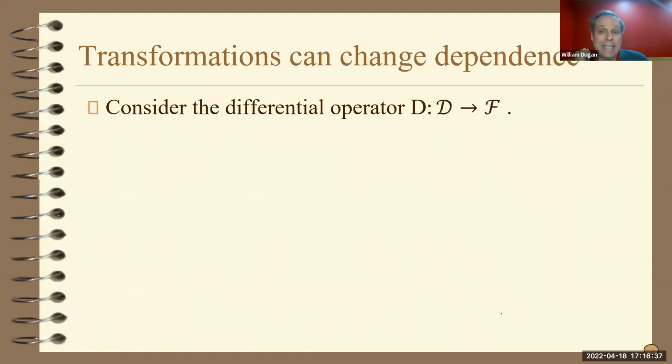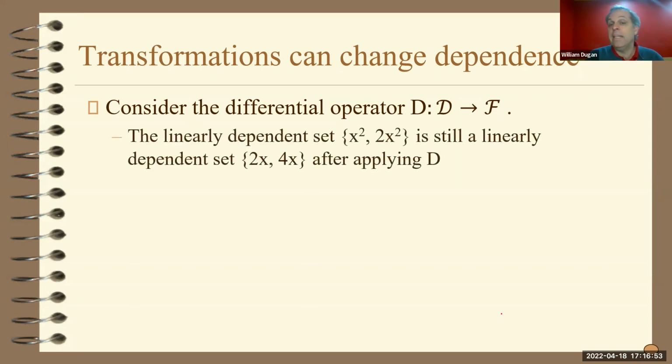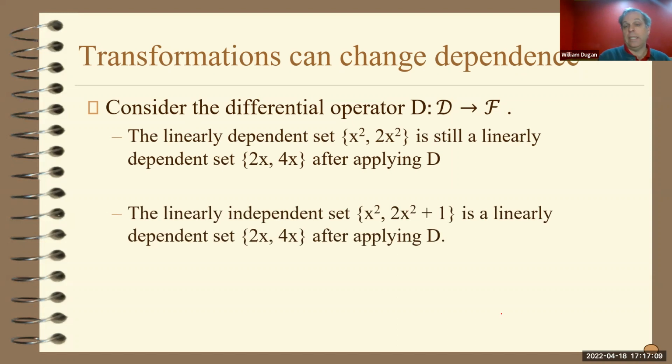Also, there are some bad things that linear transformations do to linear combinations in terms of independence and dependence. Consider a really simple case. Look at the differential operator on the set of differentiable functions being mapped into the set of functions. The linearly dependent set, x squared and 2x squared, dependent because they're multiples of each other, is still linearly dependent when you apply d to both of them, because you then get 2x and 4x. Those are still multiples of each other. But look at the linearly independent set, x squared and 2x squared plus 1. Apply the operator d to them, and now it becomes a dependent set, 2x and 4x.